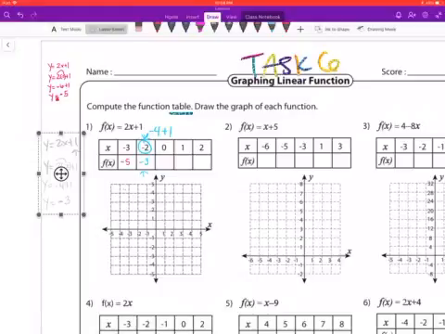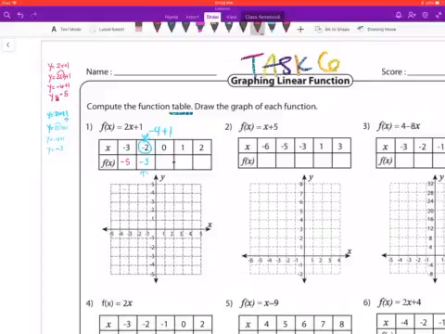So once you see the pattern, you could just do the work in your mind or in your head. But it's better to do it all out, guys.